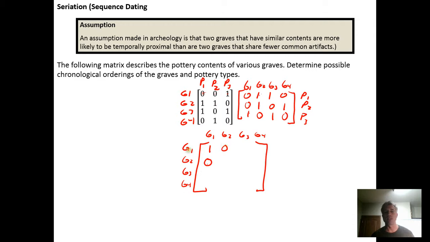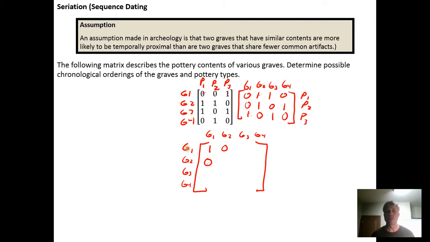How many pottery types are shared between grave 1 and grave 2? If that's 0, then grave 2 and grave 1 will also share 0. We could see that by taking row 2, column 1 dot product. So row 2, column 1 dot product would be 1 times 0 plus 1 times 0 plus 0 times 1 is 0. So let's complete the first row.